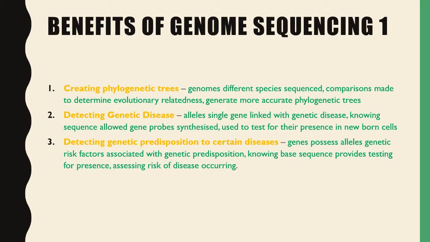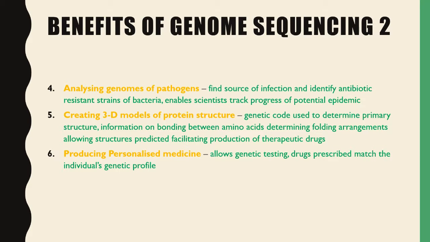Detecting the genetic predisposition to certain diseases: if genes possess alleles that are genetic risk factors associated with a predisposition, you will know the base sequence that provides this, and you can provide testing for its presence and assess the risk of this disease occurring. You can also analyze the genomes of pathogens, so you can find the source of an infection and identify the antibiotic resistant strain of bacteria that is there. This enables scientists to track the progress of a potential epidemic.